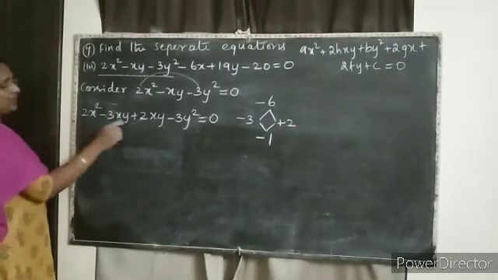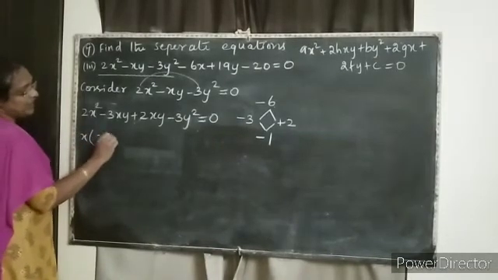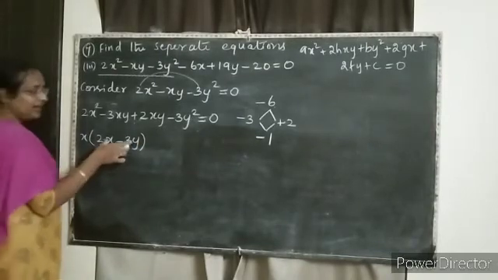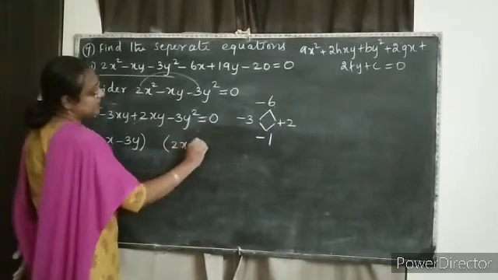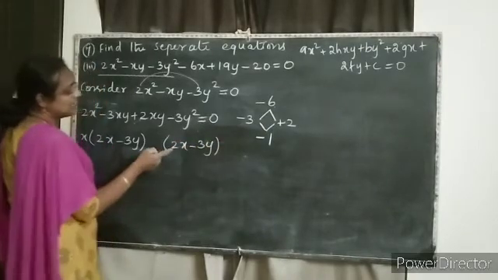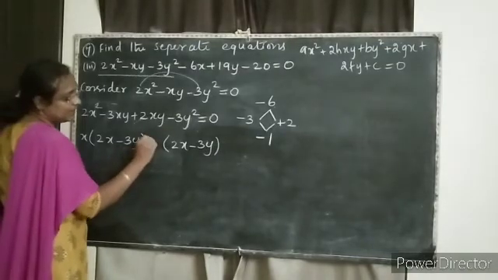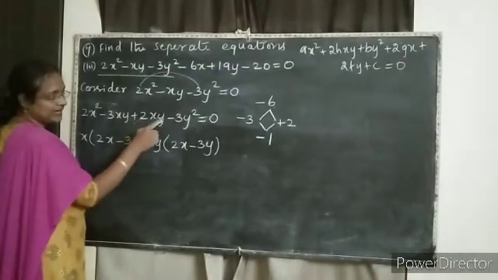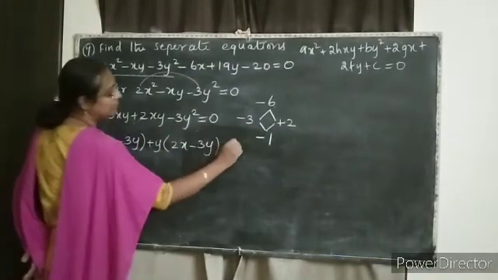Only x is common, so I am going to take x alone as common. The rest, 2x minus 3y, will hold the same. The same way I have to repeat this term inside the bracket, 2x minus 3y. Now check what will be the suitable value if I substitute here. It's nothing but plus y. Plus y into 2x will give you 2xy, plus y into minus 3y will give you minus 3y squared equal to 0.